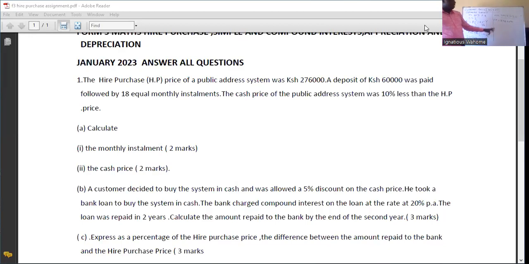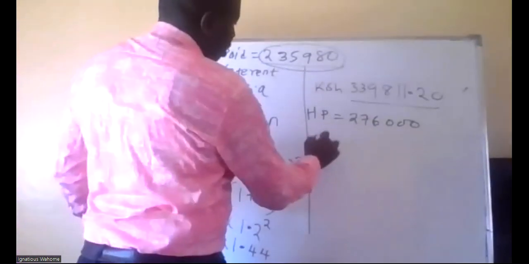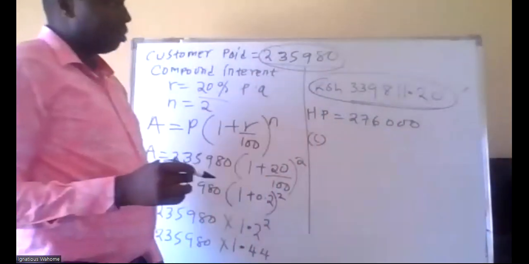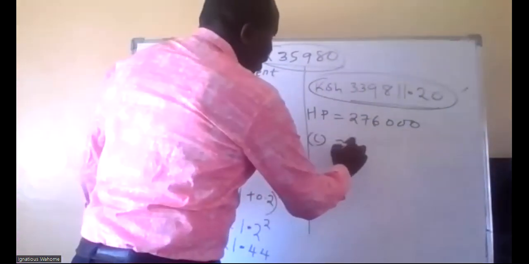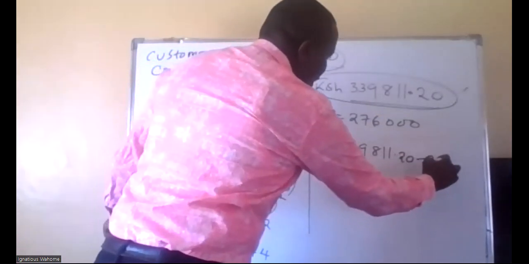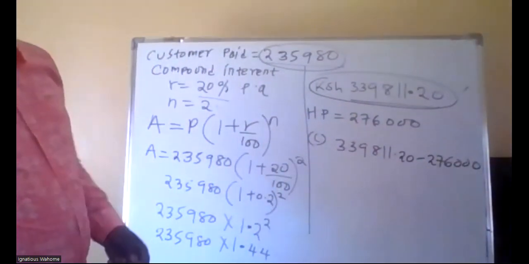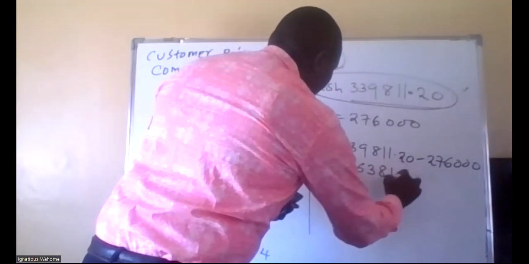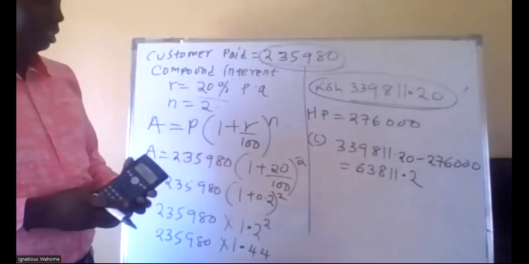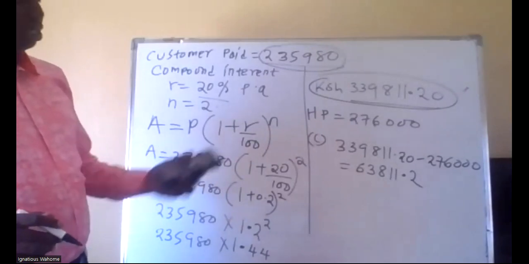So part C of that question. Express as a percentage of the hire purchase price the difference between the amount repaid to the bank and the hire purchase price. So the money repaid to the bank was 339,811.20, and the hire purchase price was 276,000. So the difference is 339,811.20 minus 276,000, which is 63,811.20. That .2 is 20 cents.